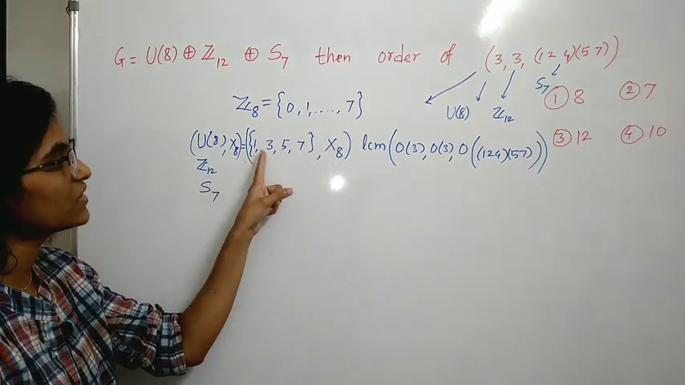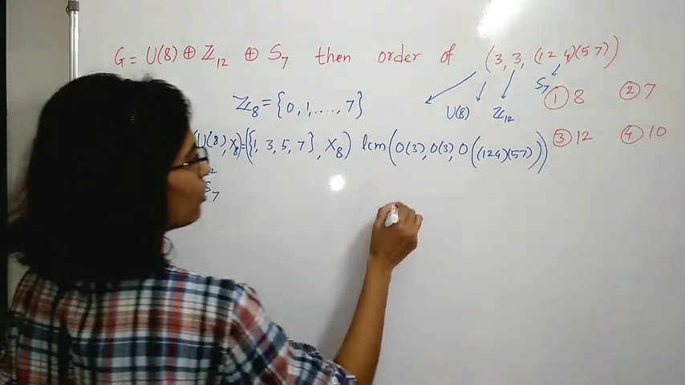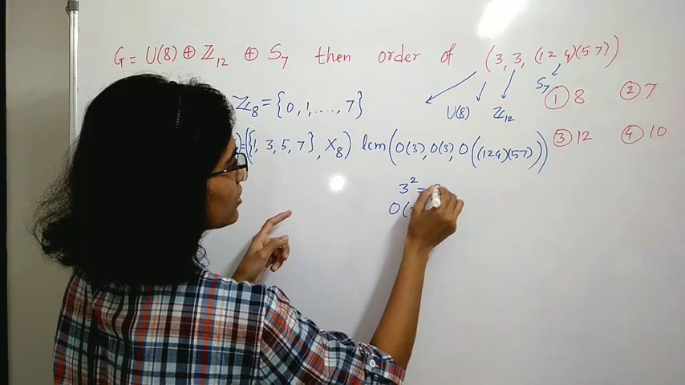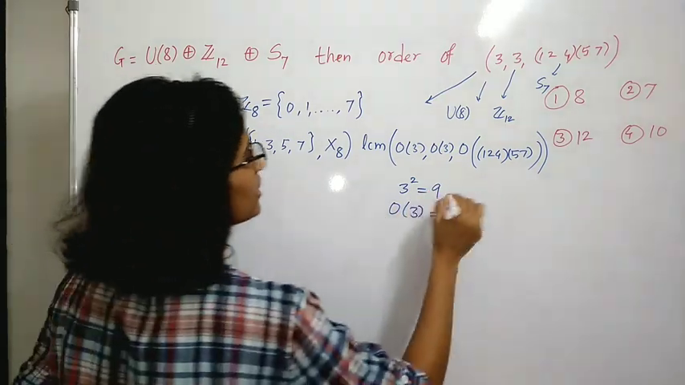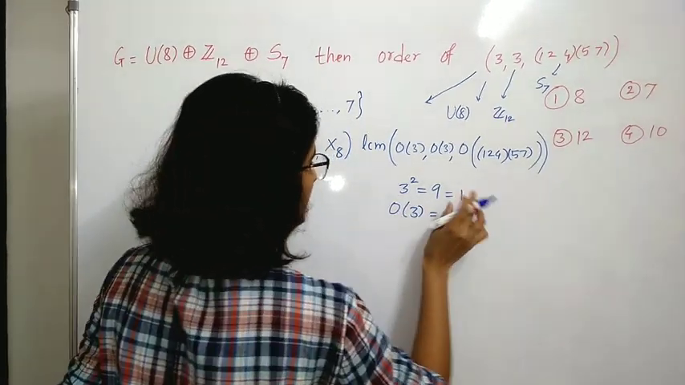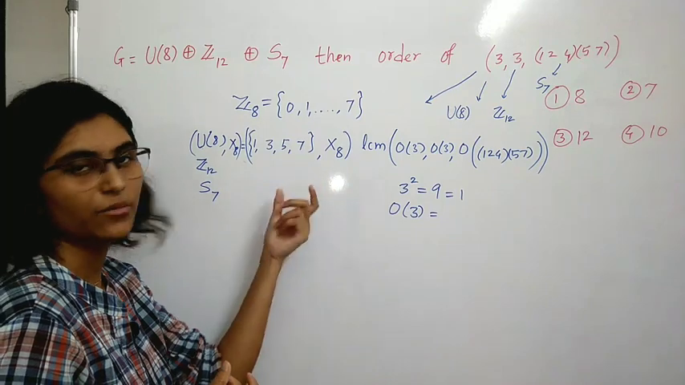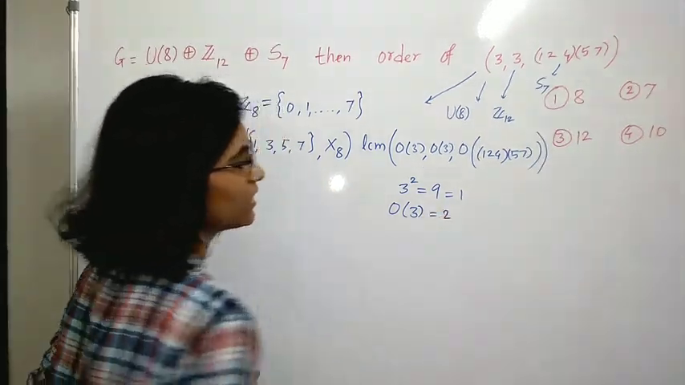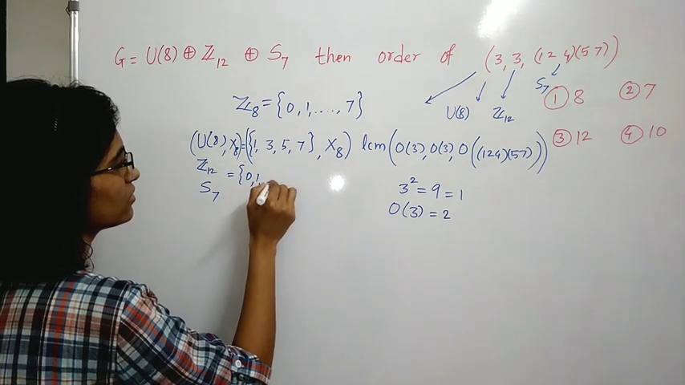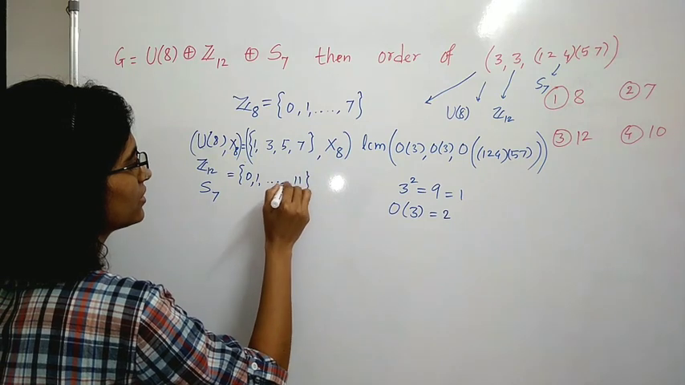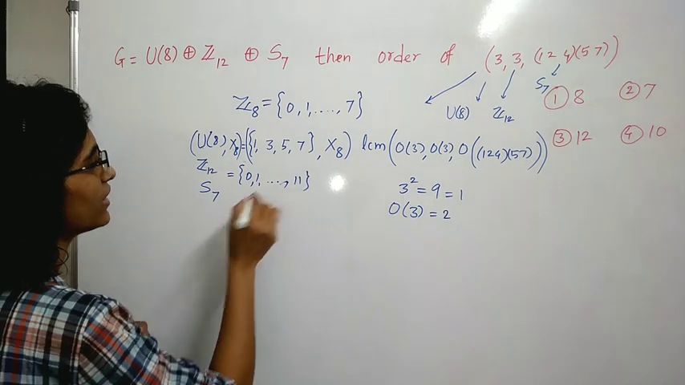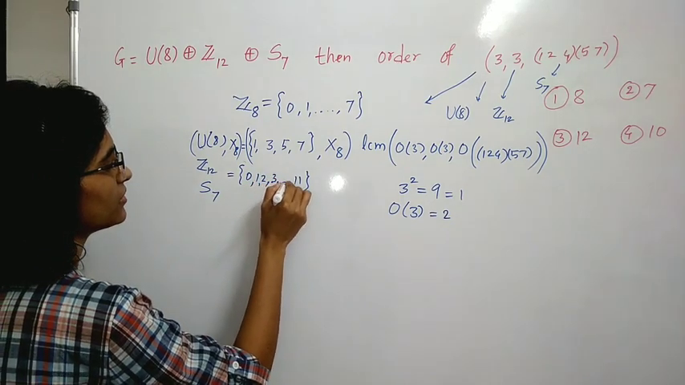So what is the order of this element 3 here? Note that 3 squared is just equal to 3 times 3, which is 9, and which is equal to 1 in U8, right? And we know that 1 is the identity element in U8. So the order of 3 is 2. Now Z12 is just equal to 0, 1, so on up to 11, right? This is a group under addition modulo 12. So we just have to find the order of this element 3 here.